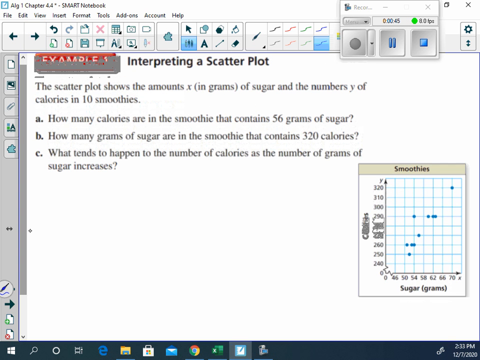Now the first scatter plot that we look at shows the amount X in grams of sugar and the number Y of calories in 10 smoothies. So it's looking at 10 different smoothies and the amount of sugar it has in grams compared to the amount of calories it has. So the first part, how many calories are in a smoothie that contains 56 grams of sugar? So our grams of sugar is X. So if it's an ordered pair, X is always first, Y is second.